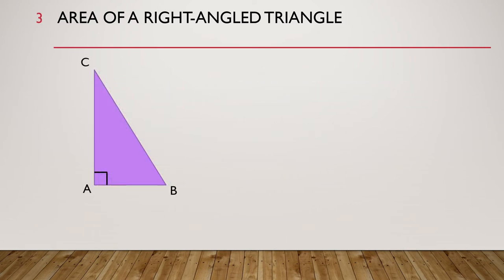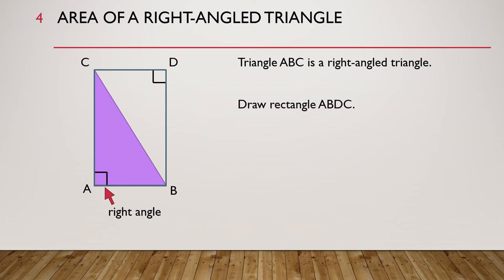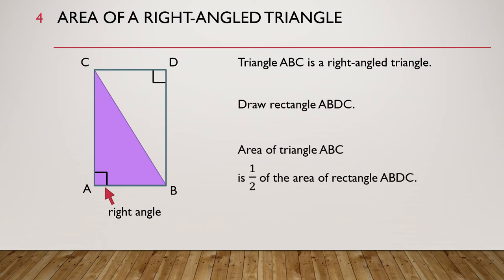So, when we have a triangle with a right angle, such as triangle ABC over here, we can draw the rectangle that contains it, like this. We have drawn rectangle ABDC. From what we have seen just now, the area of triangle ABC is half of the area of rectangle ABDC.